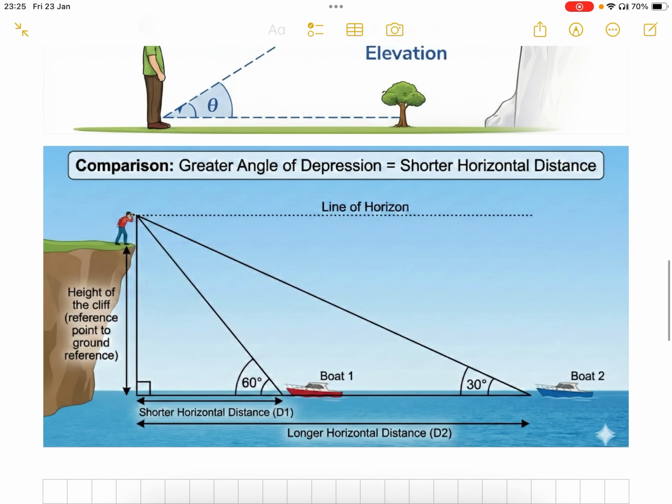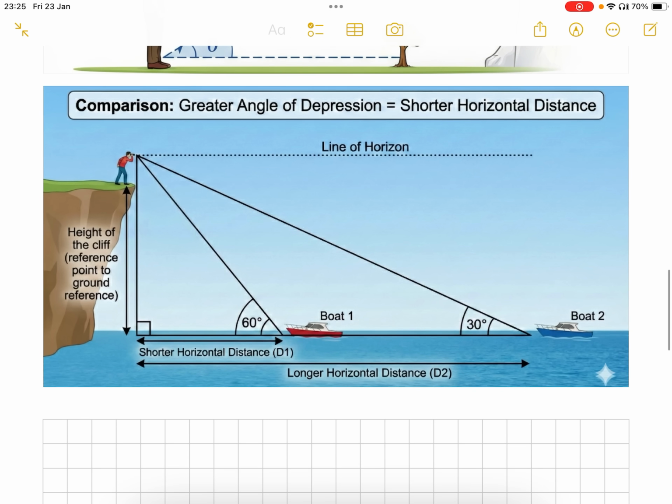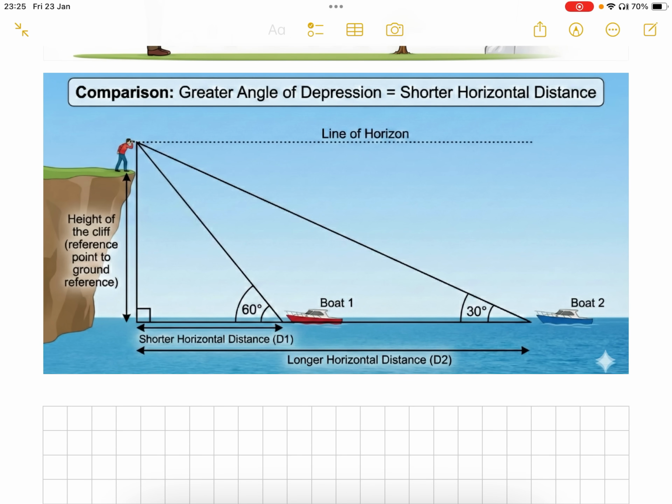Now we'll move on to the other slide. This is also a nice slide. See, in this question, two boats are sailing in opposite directions from the airplane. And do you know which ship is closer to the airplane? There is one thumb rule: greater angle of depression means shorter horizontal distance.